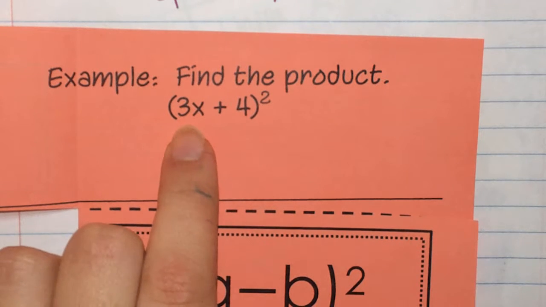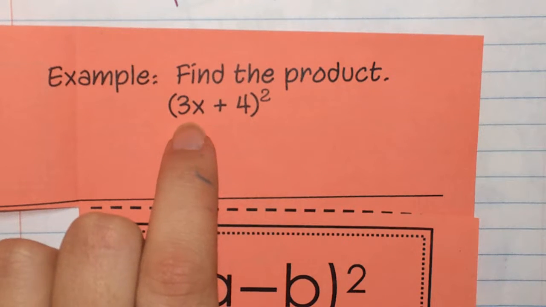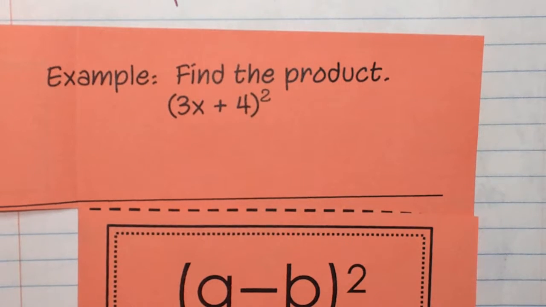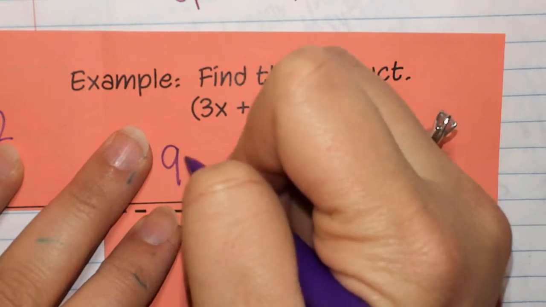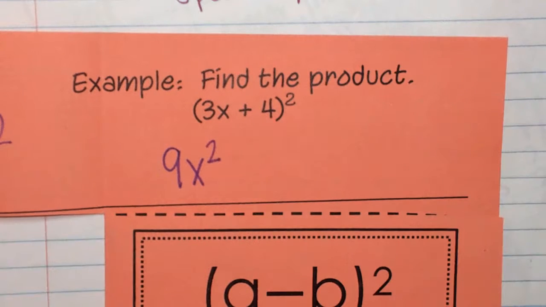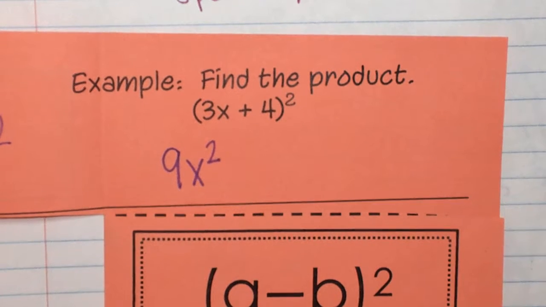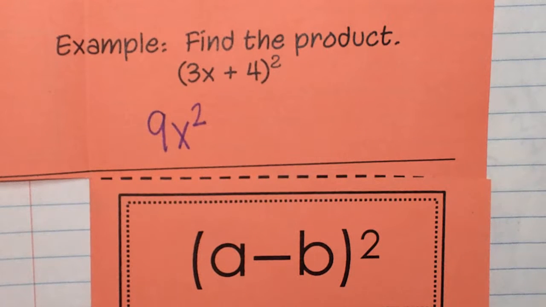Okay. So we look at our problem and we see what A is. Shaquem, what is A? 3x. So we're going to square 3x. Shaquem, when we square 3x, what do we get? 9x squared. Because we're squaring x. Does everybody see where I got that from? Yes. Are we sure? Okay.